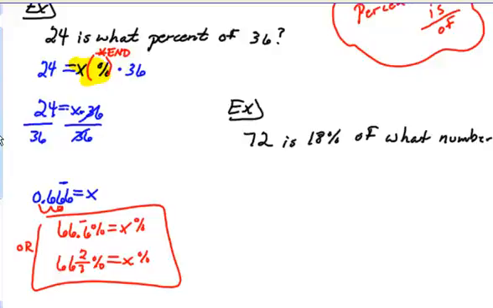Let's translate it. 72 translates to what? Equals. For the percent, let's go ahead and get rid of it. We're not going to use it in the math anyway. So walk that decimal over twice. Of translates to multiplication. What number? We've been using x in this class. To get x by itself, I want to get rid of my 0.18. It's attached to my multiply. Opposite of multiply is divide.